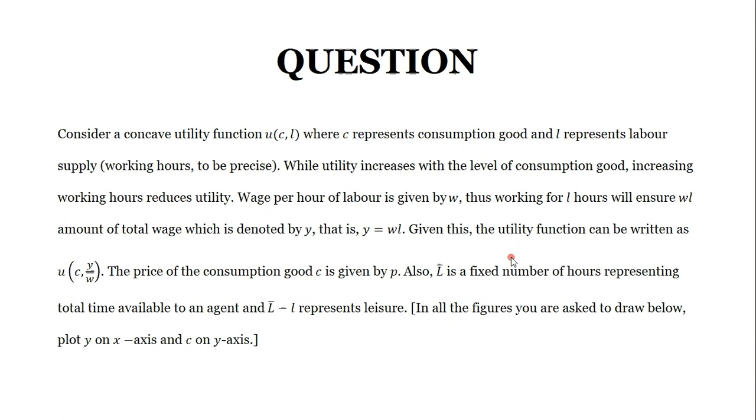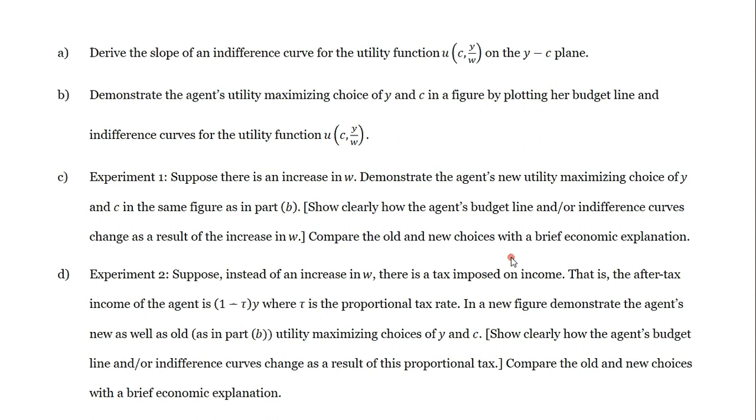Consider a concave utility function U(C, L), where C represents consumption and L represents labor supply, and there are A, B, C, D parts. I recapitulate the question in a very precise manner. You can pause the video to read the question. I summarize everything in the given part.